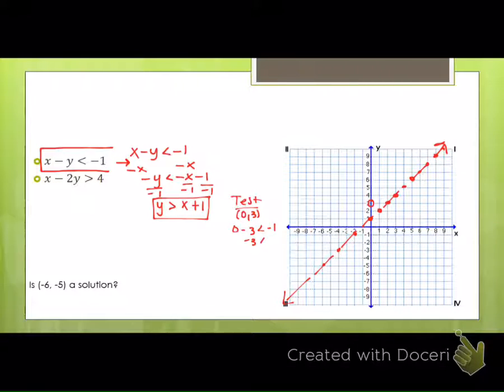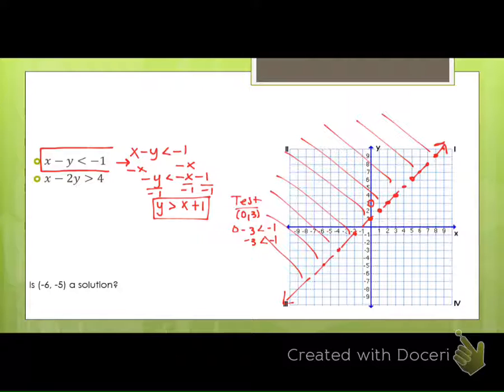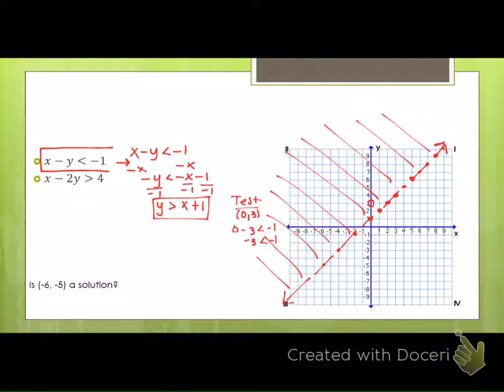Is -3 less than -1? So that's good. So we're going to shade where that test point is. Did you shade in the right spot? And shouldn't that be dashed?